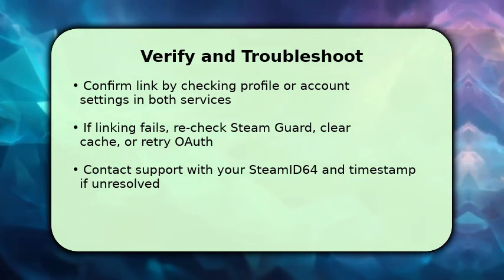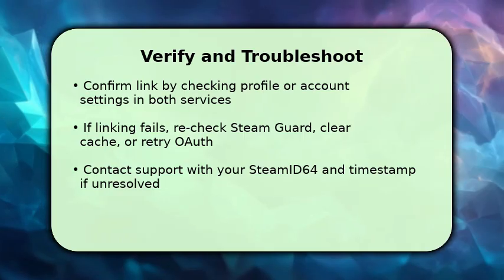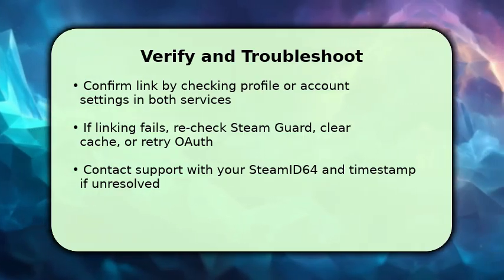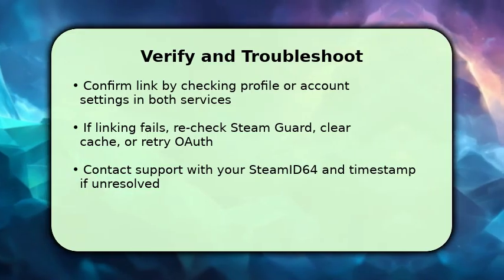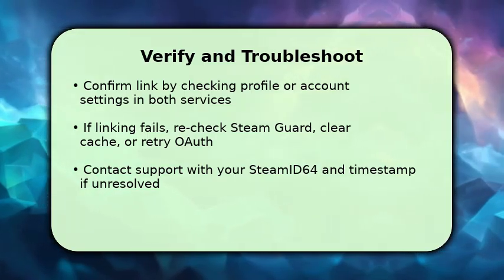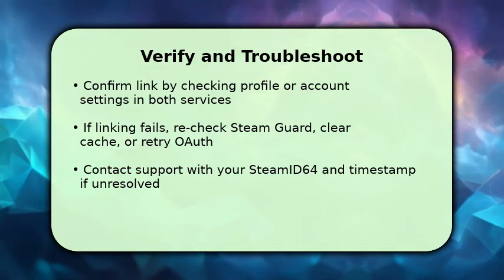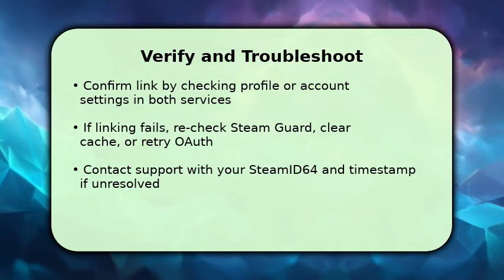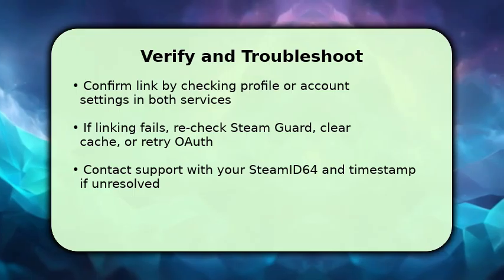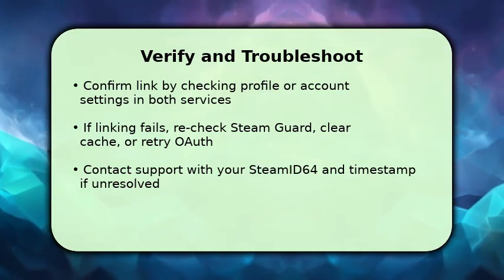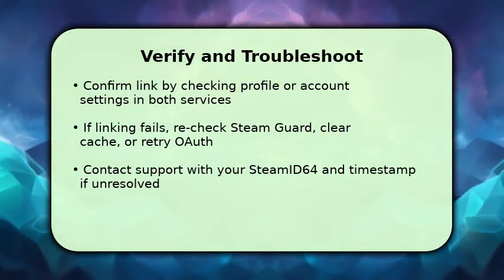If something goes wrong, first make sure SteamGuard is active, then clear browser cache or app data and retry the OAuth flow. If it still fails, record the exact error, your Steam ID, and a timestamp. Contact the service's support and Steam support. This helps them trace the OAuth handshake and resolve token or permission issues quickly.